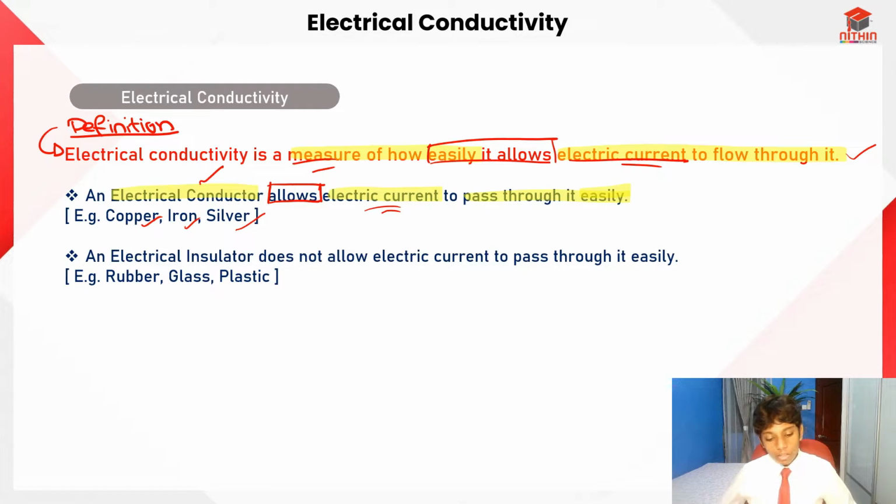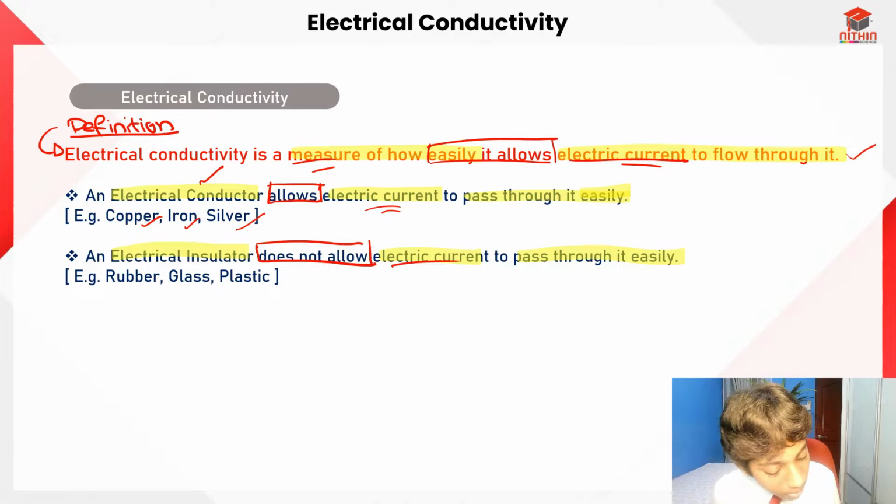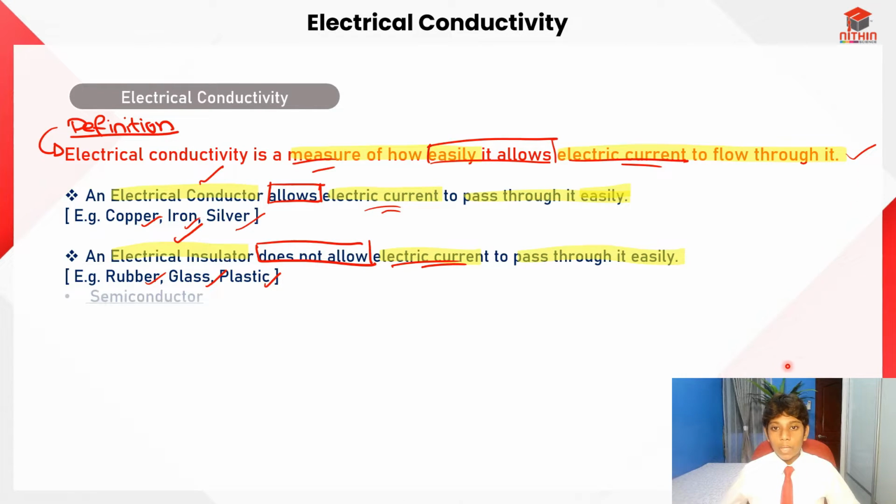Next, an electrical insulator. An electrical insulator does not allow electric current to pass through it easily. So what does it not allow? It does not allow electric current to pass through it easily. Such examples could be rubber, glass, plastic, wood, and many more. These are just mere examples, like I said. So this is basically electrical conductivity. I hope you understood that.